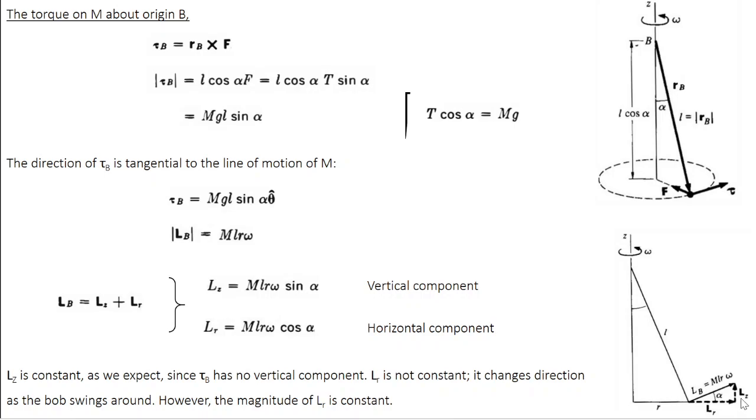So if you look at the direction, Lz is going to be along the z direction given by k cap, and Lr is going to be along the r direction given by r cap. So I can write LB equals mLr omega sin alpha k cap plus mLr omega cos alpha r cap.